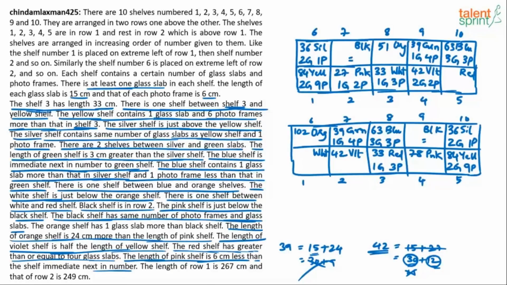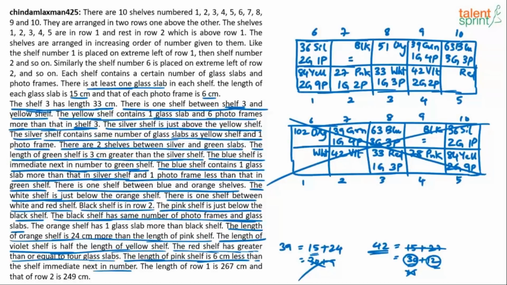Whenever we got it, this is eliminated because the red shelf has greater than or equal to 4 glass slabs. So why are we even working on this? Red should have greater than 4 glass slabs. Here we have only 1. So this is wrong. Case number 2 is wrong, right? So now only work on case number 1.